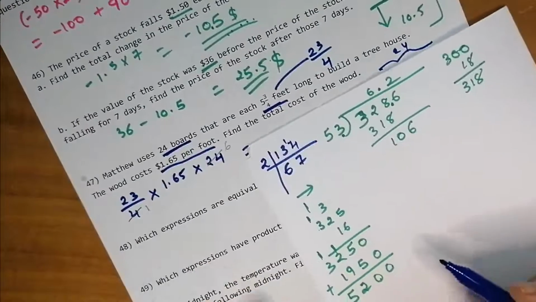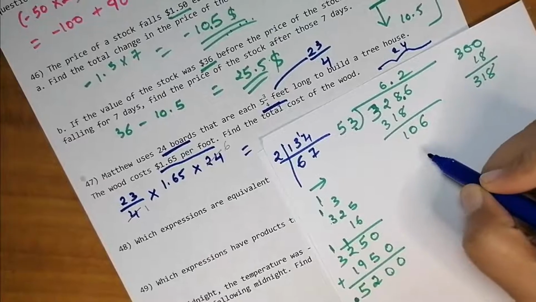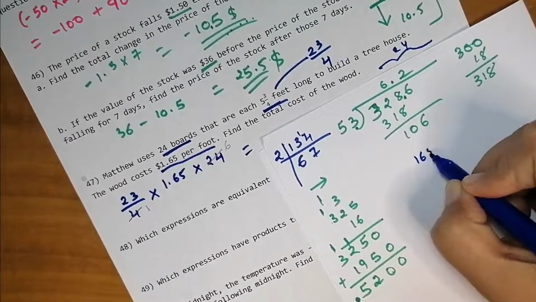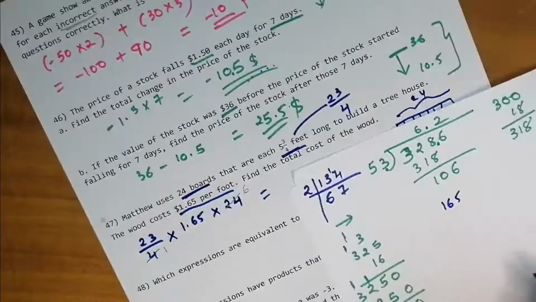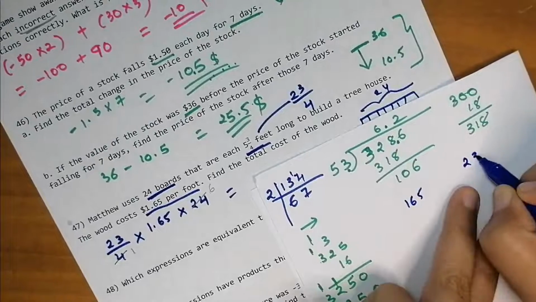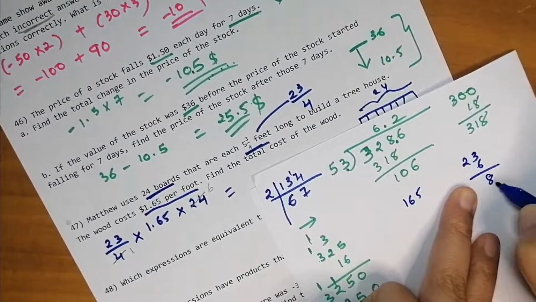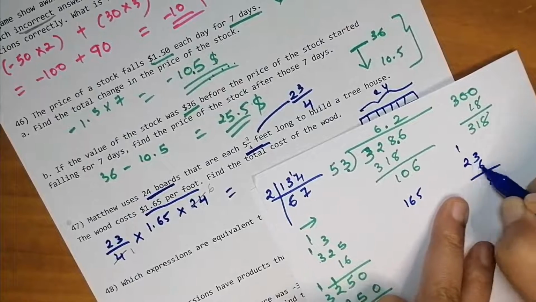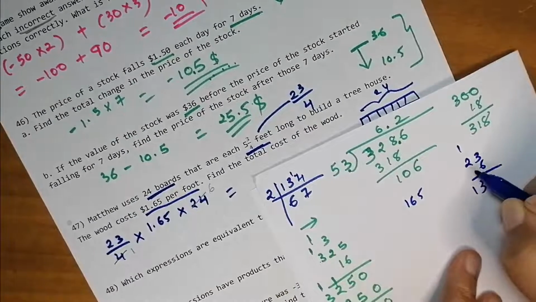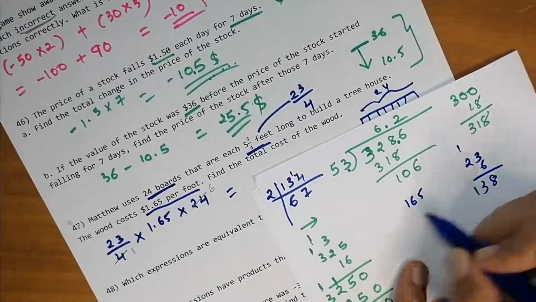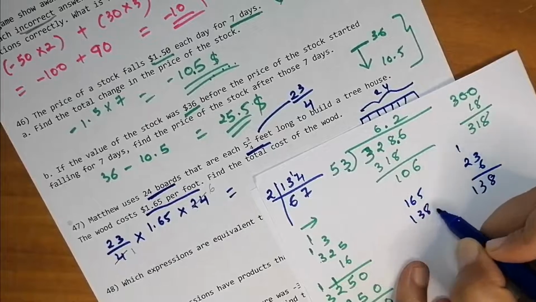Here comes my rough paper. So let's do first 165. And this is 23 and 6, right? So let's do 23 times 6, it's easier, right? 3 times 6 is 18. 8 here, 1 here. 12, 13. Okay, so this is 138. This is 165 times 138.